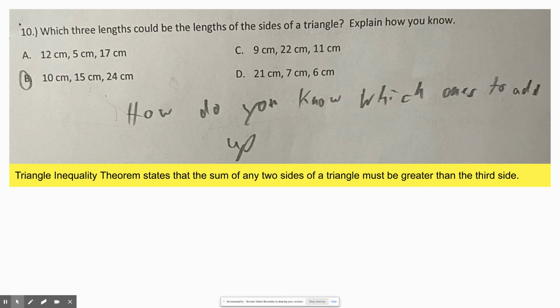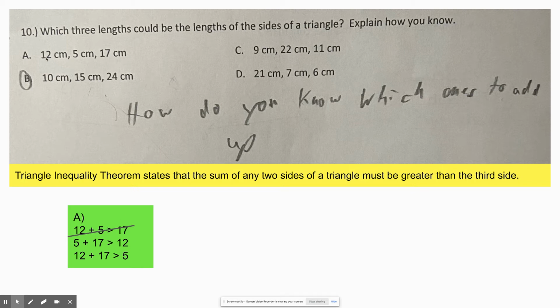So let's look at choice A for a second. Let's see if I pick these two numbers, 12 plus 5, is that greater than the third side? I always write out my inequalities. So 12 plus 5, is that greater than 17? And then I write, is 5 plus 17 greater than 12? And finally, is 12 plus 17 greater than 5? Now, these bottom two are true, but that top statement is not true. 12 plus 5 actually equals 17.